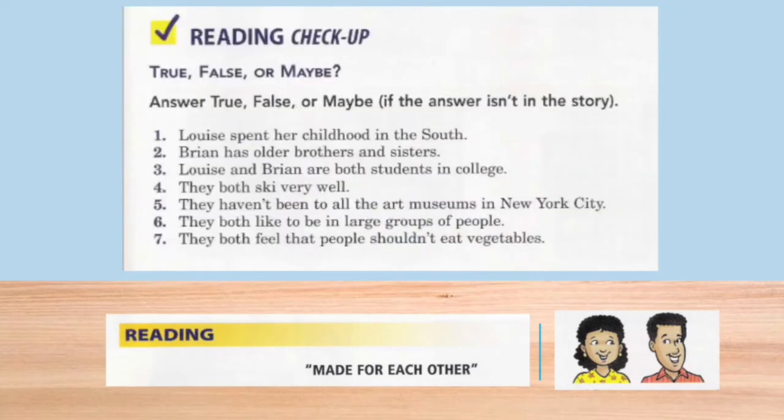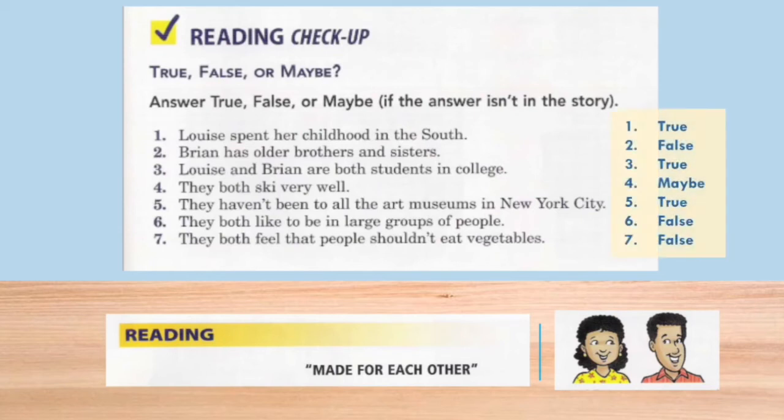To finish today, we have our reading checkup. So you know how to do this. Go ahead and read the 7 sentences you see and decide if the answer is true, false, or maybe. And here are your answers for that.